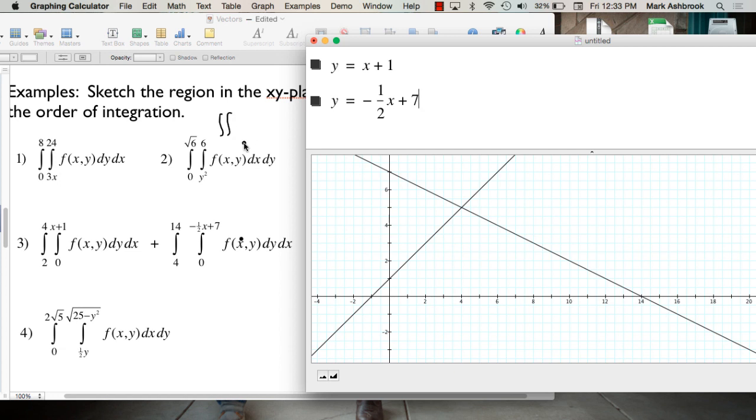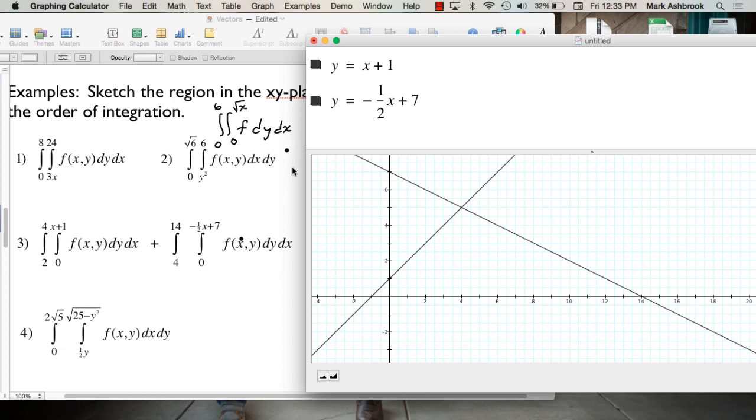Julian, what'd you get? I got a double integral from 0 to 6. And 0 to... root x. I'm not sure. Okay, that's been proposed.